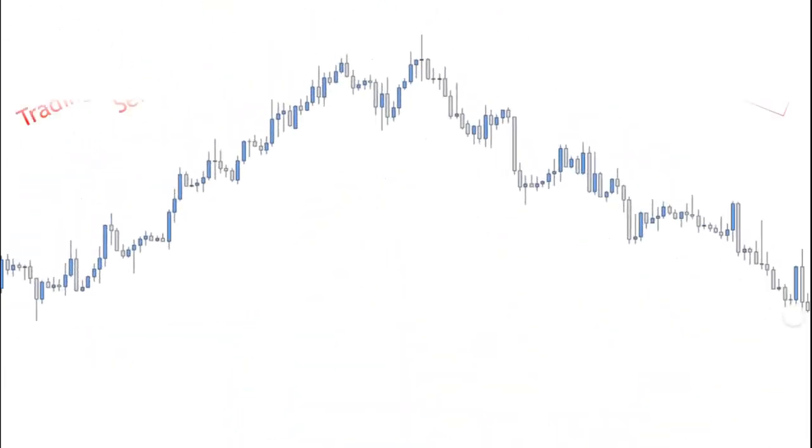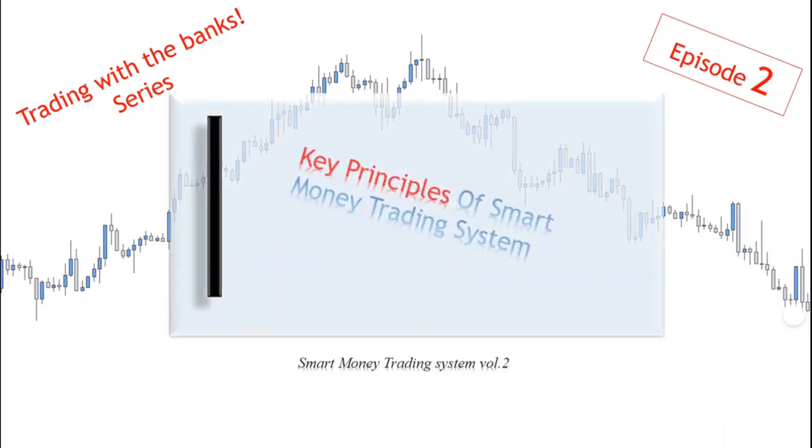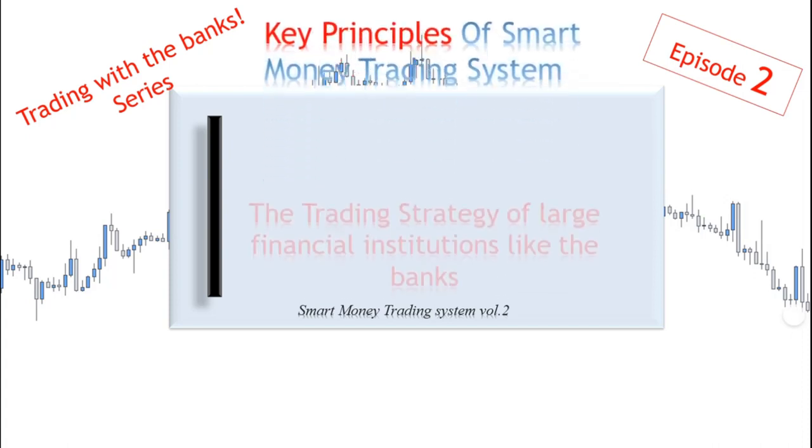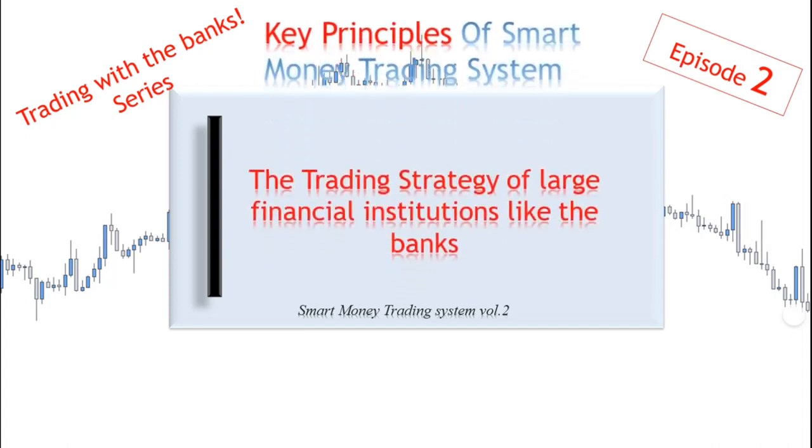As you know guys, most traders always want to know exactly where the big banks and financial institutions enter a trade, in order to get big profits by joining them. In this episode we will show you the key principles of the smart money trading system, which is known as the trading strategy of large financial institutions like the banks. Just remember that these important principles are all you need to know to trade with the banks and become a profitable trader.